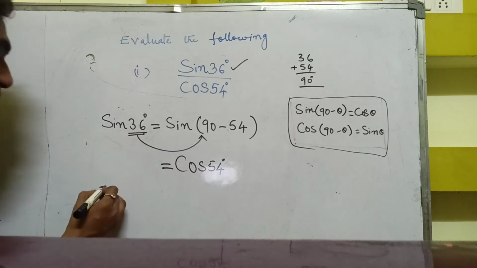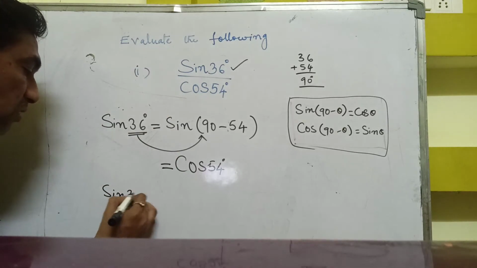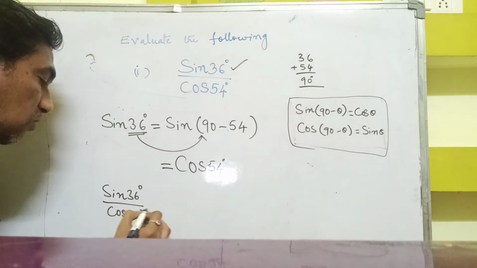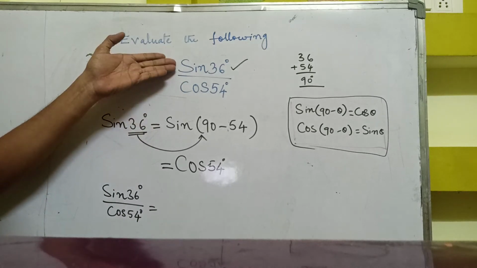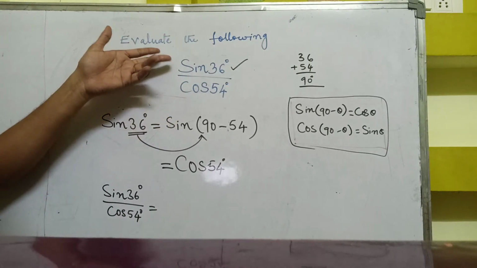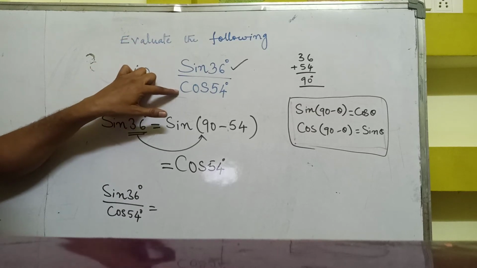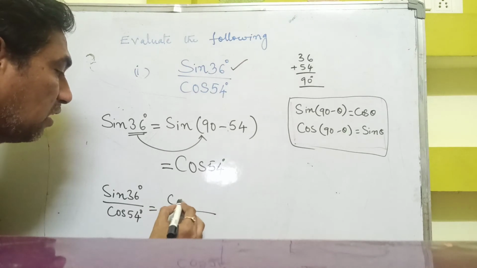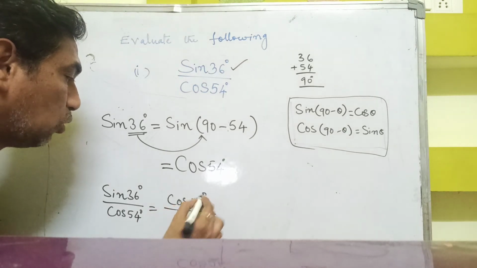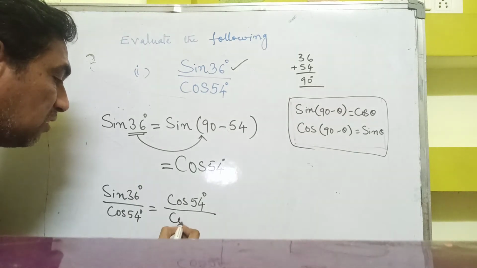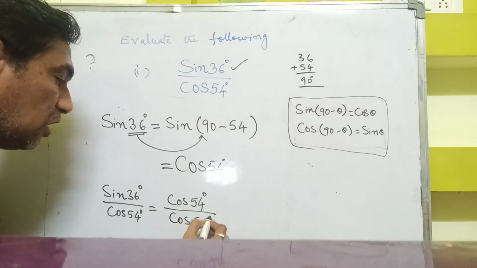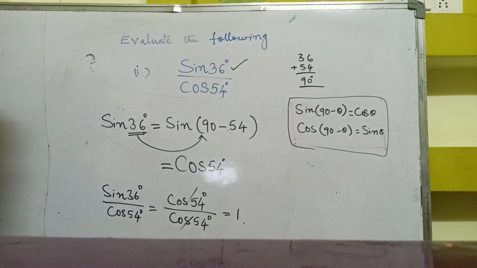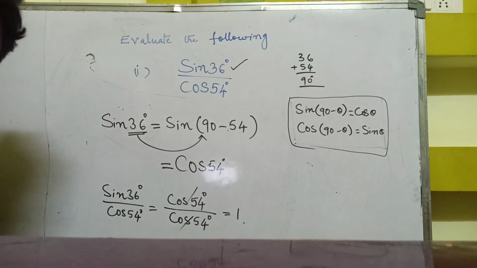Now take the question and evaluate. Our question is sine 36 degrees by cos 54 degrees. Either you can convert sine into cos or cos into sine. What did I do? I converted this sine into cos. Sine 36 can be written as cos 54 degrees. Don't change the denominator, write it as it is, cos 54 degrees. Numerator and denominator are both the same, they get cancelled, and the answer is 1. In this way, we have to solve these questions.